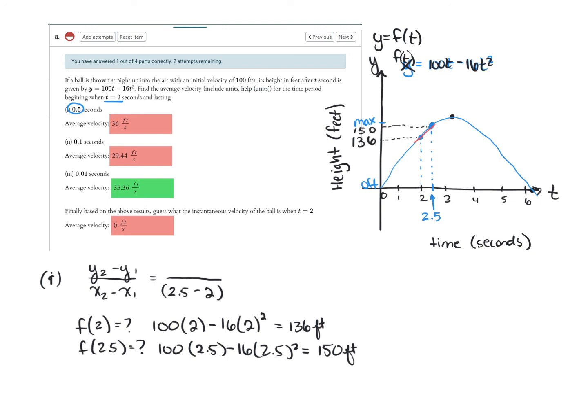And now you have the values to put into the equation. So this is going to be 150 feet after 2.5 seconds, and then 136 feet after 2 seconds. And so if you put that into your calculator and calculate the average rate of change, you'll get 14 over 0.5, which is 28 feet per second. So what this tells us is that between 2 seconds and 2.5 seconds, the rock is still rising, and it's rising at an average velocity or a rate of 28 feet per second.